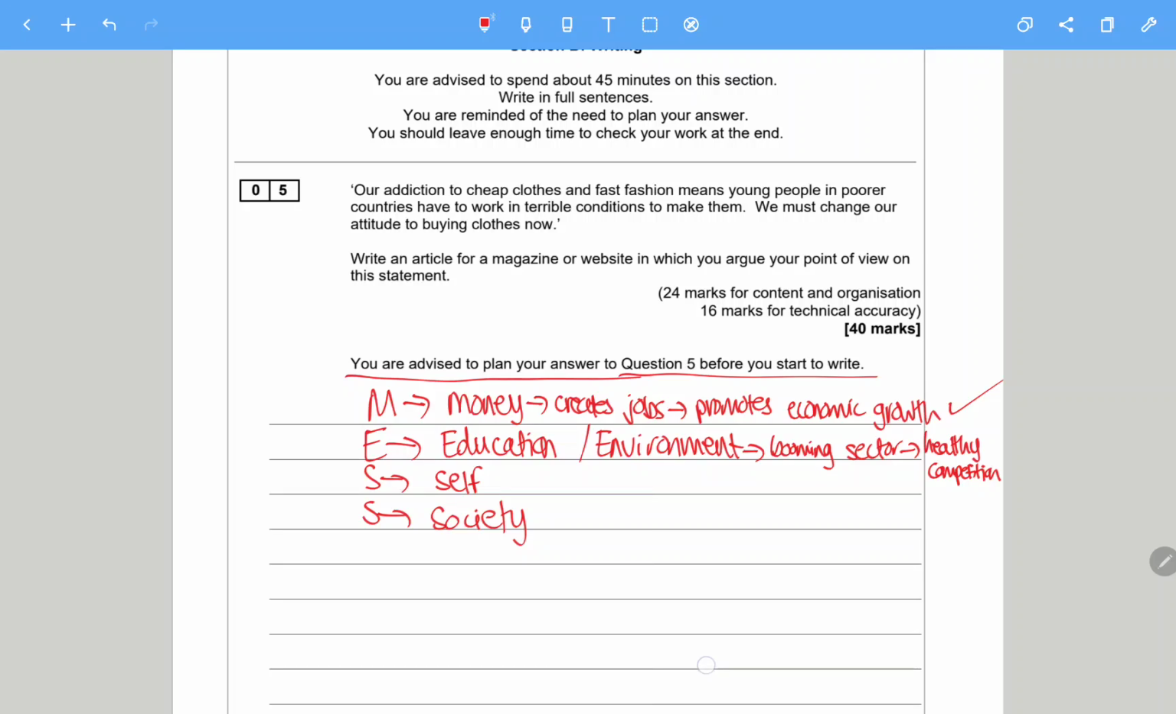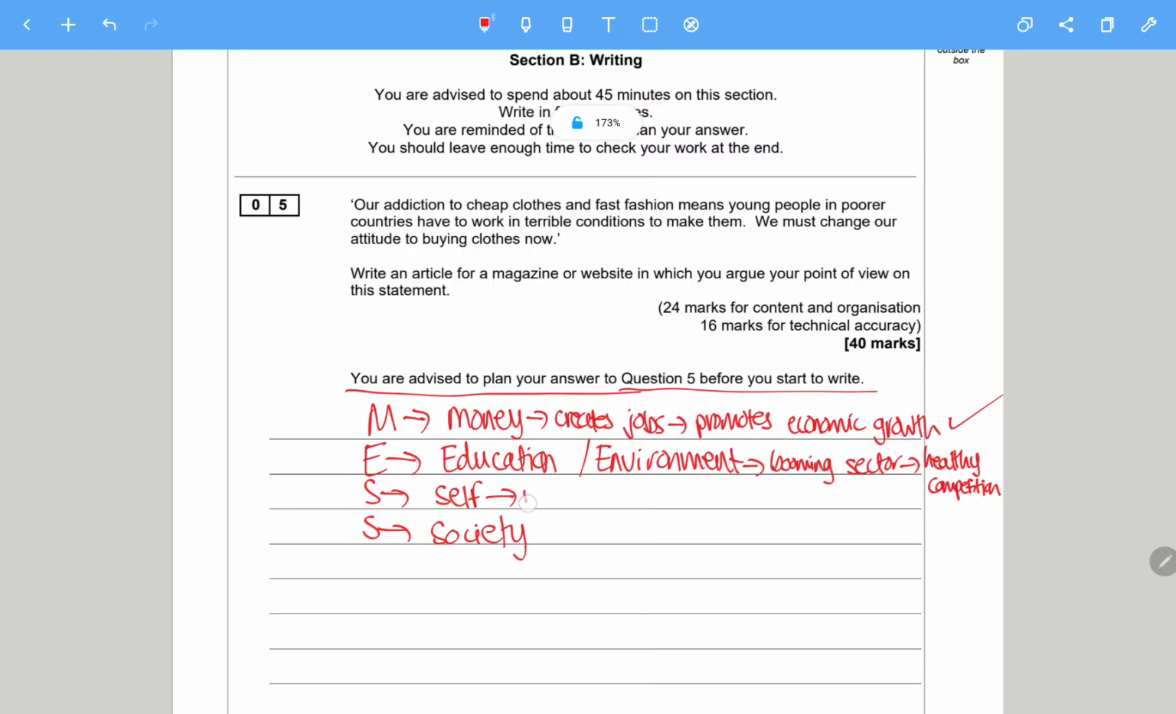And then S for self. How does it impact you as a person? For sure, if fast fashion is a booming sector, then us as the consumers, we will have a wider choice of clothes, and it becomes accessible or even more accessible. And isn't that a good thing for us as the buyers, as the purchasers? For sure. And finally, S is society.